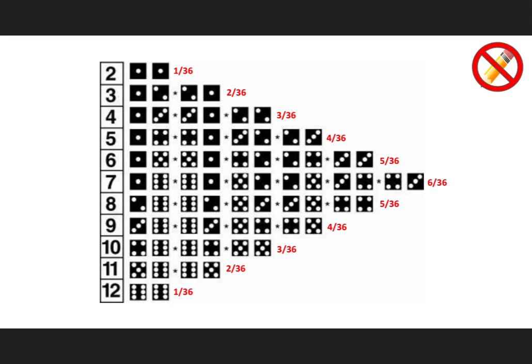So here's another visual that you can see. It's kind of like a pyramid here, right? So we start at 1 out of 36, 2 out of 36, all the way up to 6 out of 36. So 7 is the most common number that you can roll when rolling 2 dice because there's 6 different ways you can do that, and then back down to 1 out of 36.